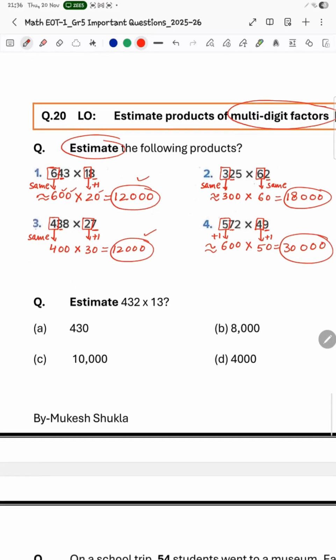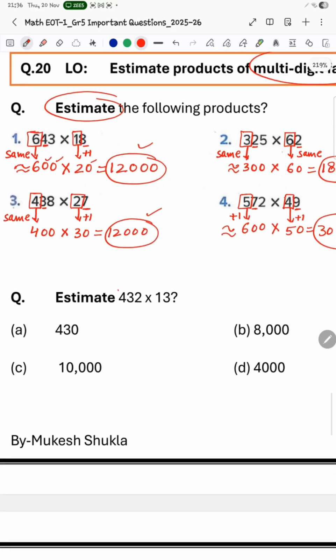So now I have given you one question where there are 4 options. You have to tell me which one is correct. So estimate this, make this number in the box, look at the next number. 3 is not good, so 4 will remain 4 and other digits will become 0. And here 3 is not good, so 1 will remain the same as 1 and the other digits will become 0. So 400 times 10, this will give you 4,000. So my estimate will be 4,000 is correct. Okay.